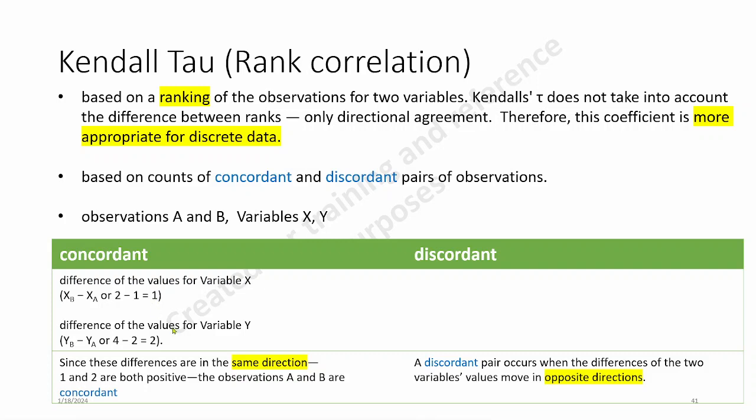So when the differences are in the same direction, like positive or negative, we call that concordant. That means the change in variable x and variable y is happening in the same direction. Whereas if one of them is positive and one of them is negative, then we call that a discordant pair.